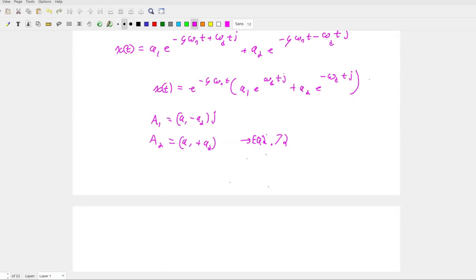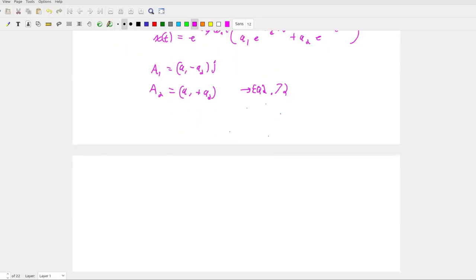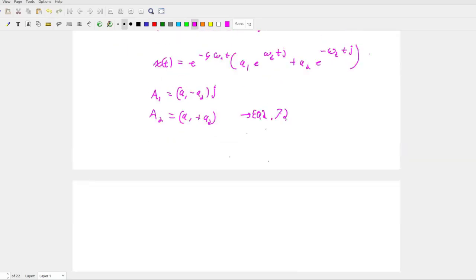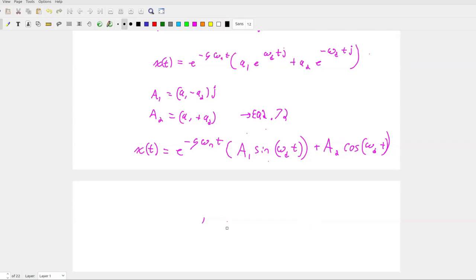And we can put those into a general form, right? So a general form for this solution is going to look like x of t is equal to e to the negative zeta omega n t multiplied by capital A1 sine of omega d t plus A2 cosine of omega d t. All right, and again, we have a general solution.